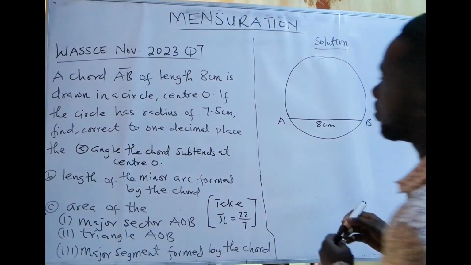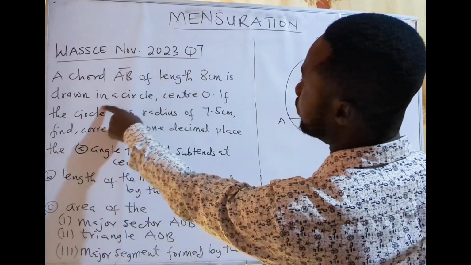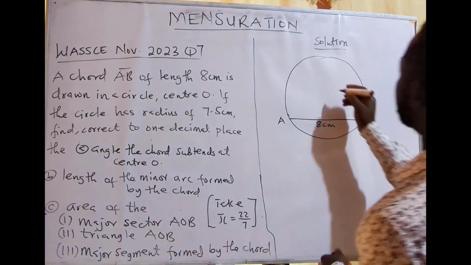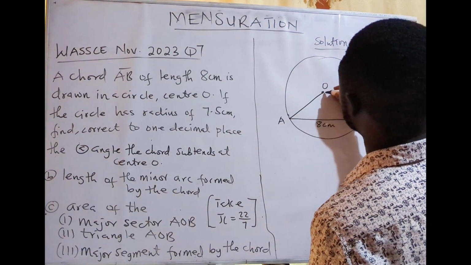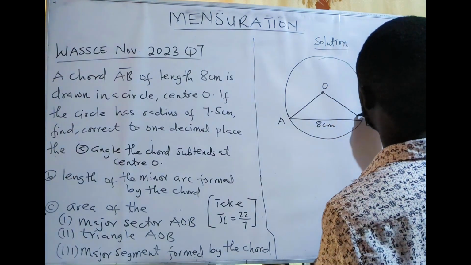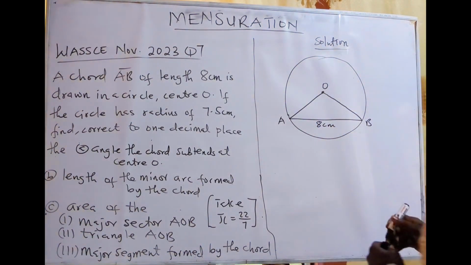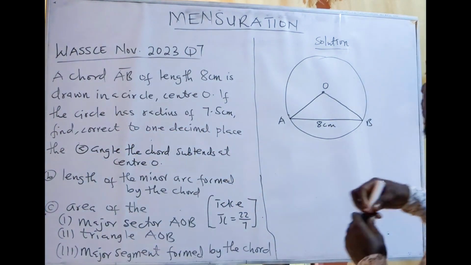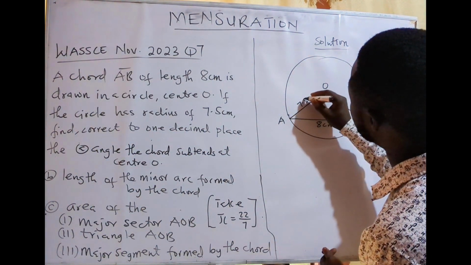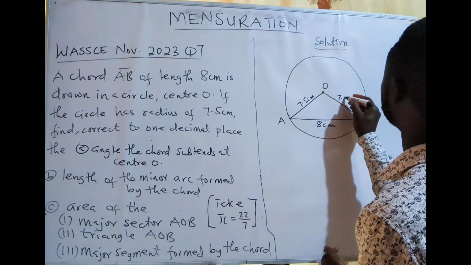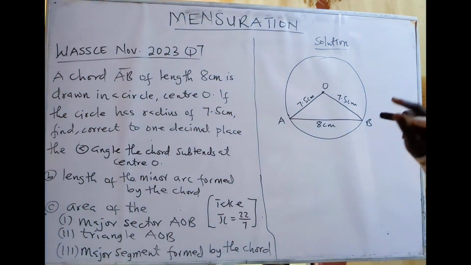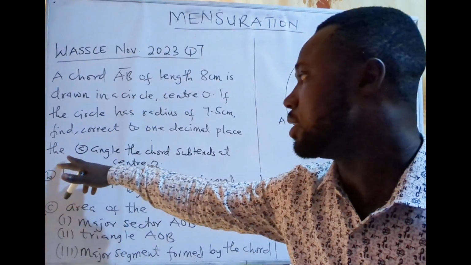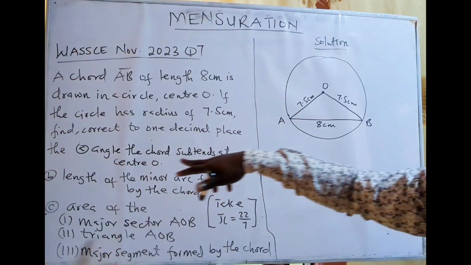The chord AB is drawn in a circle center O. So the center of the circle is O. So let me join here to know the angle the chord subtends at the center. And then I'll get the radius too. If the circle has a radius of 7.5, so my radius is here, 7.5. My radius is here, 7.5. Find correct to one decimal place the angle the chord subtends at the center O.